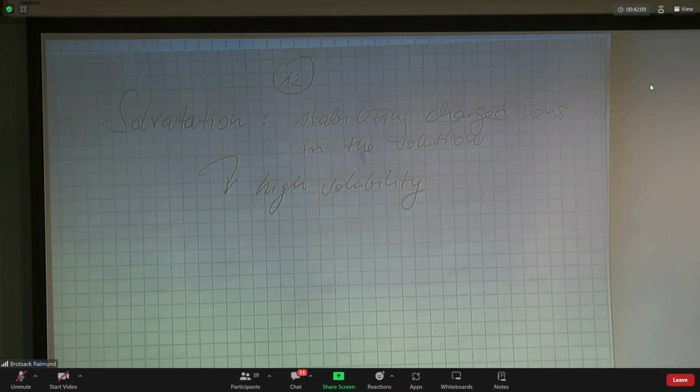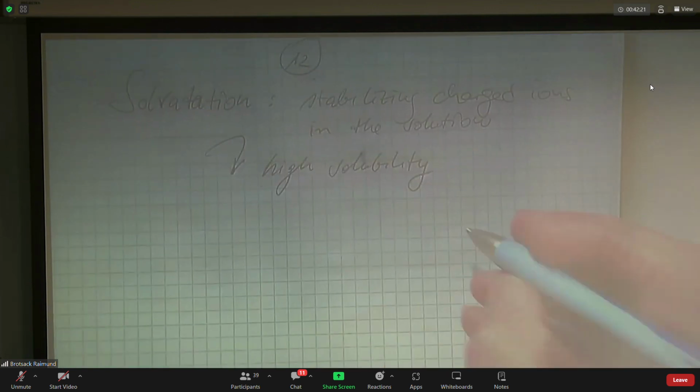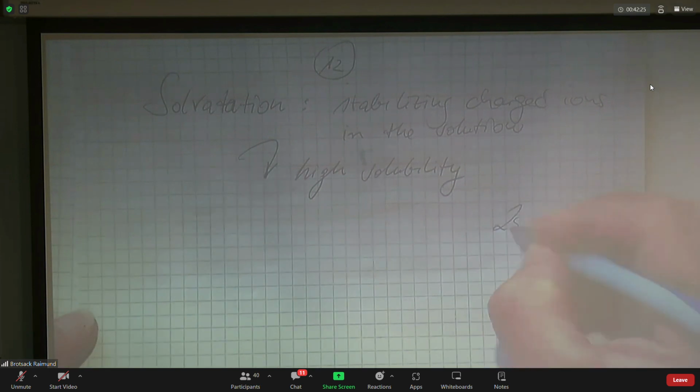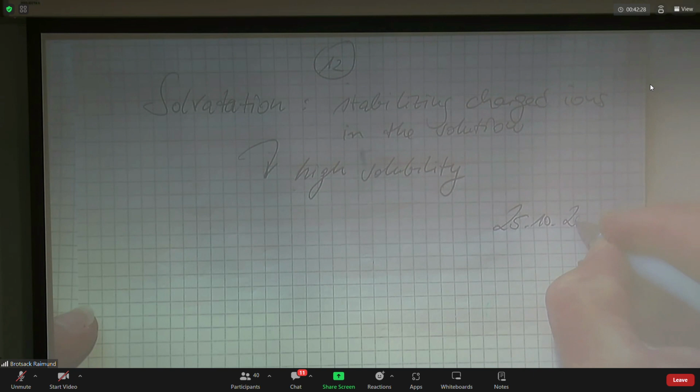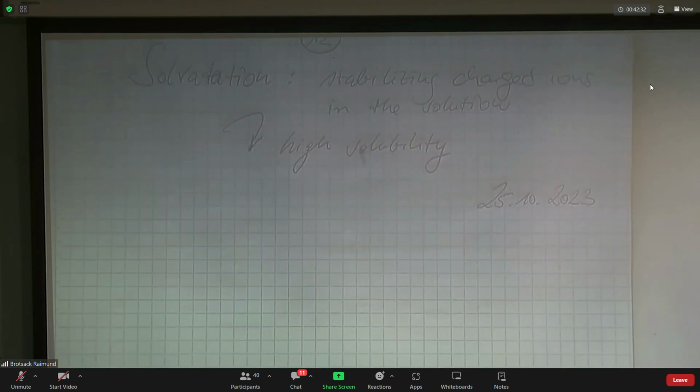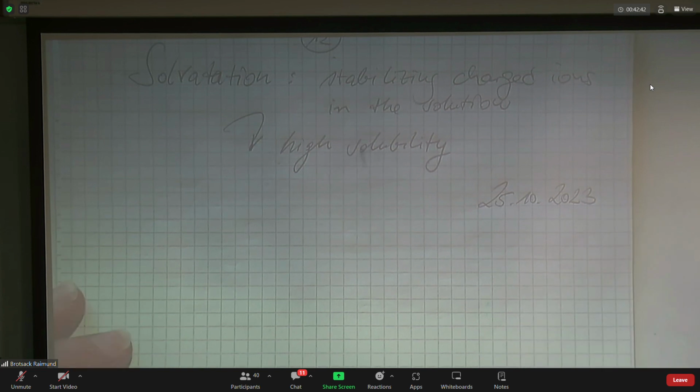Now we try to talk about the covalent bond. So today, I think it's the 25th of October. And now we start a new chapter. Well, the general chapter is chemical bonding. We talked about the ionic type now. And now the second one is the covalent bond.